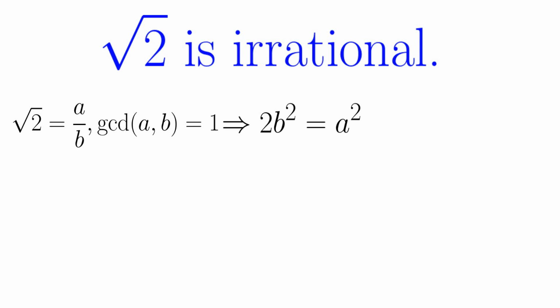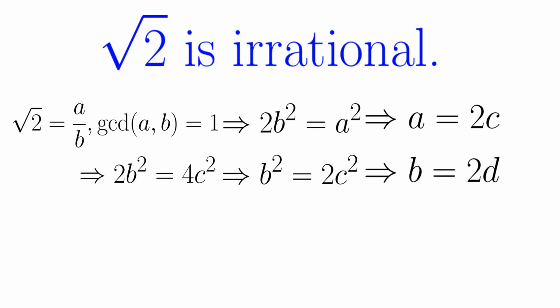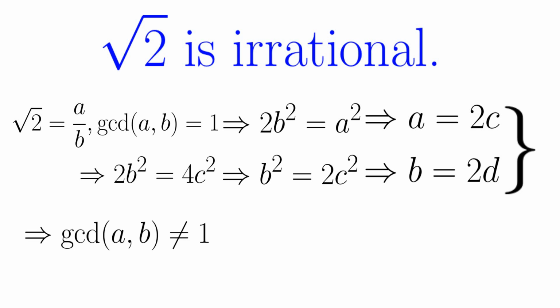That means a squared is even, which means a is even. Then we take that a equals 2c, plug it back into the equation. We get 2b squared equals 4c squared. Dividing by 2, we get b squared equals 2c squared, which means b squared is even, therefore b is even. So now we got that a and b are both even, which means GCD of a and b is not 1. And that is a contradiction.